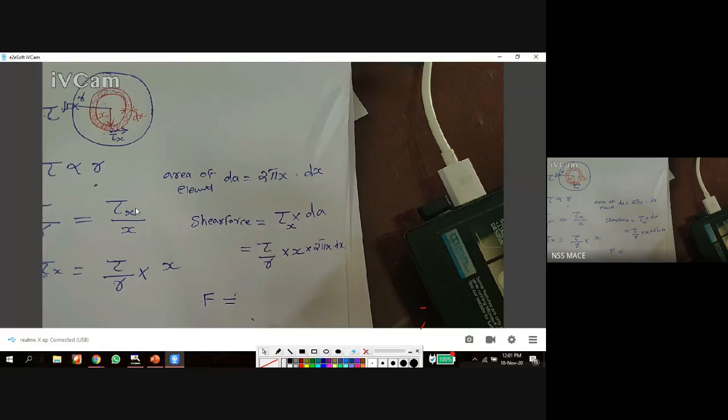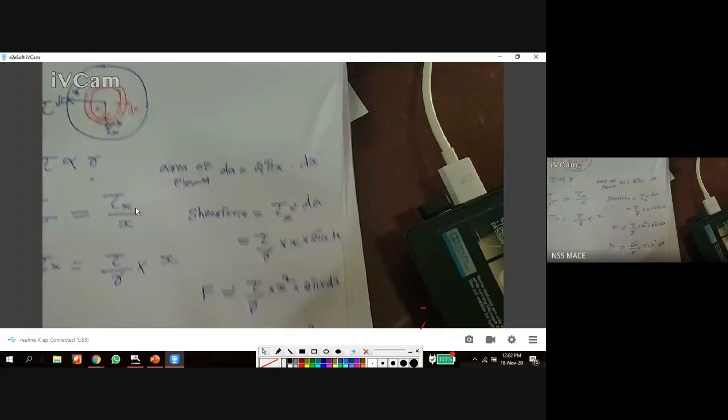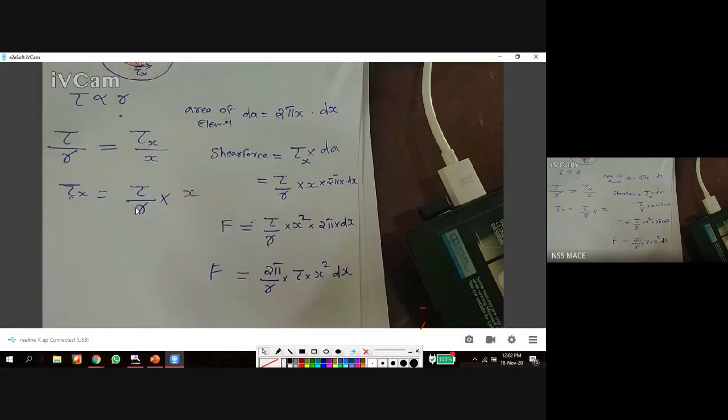So shear force is equal to tau by r into x into 2 pi x into dx. From this I can write 2 pi by r into tau into x square dx is the shear force. I rearranged it. That is the shear force value, the shear force developed. Any doubt?